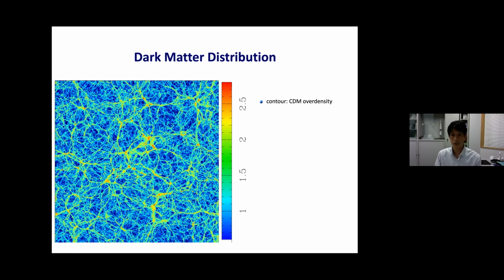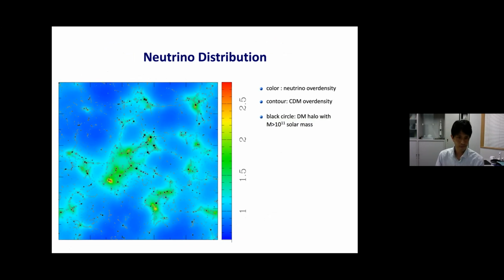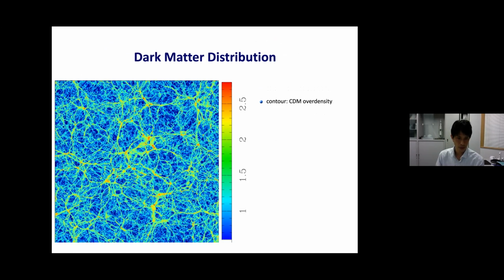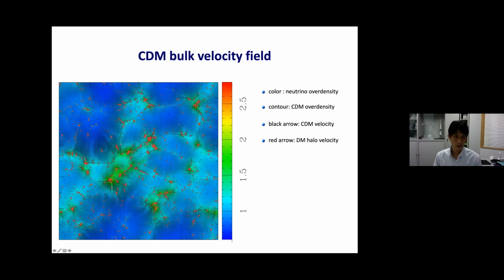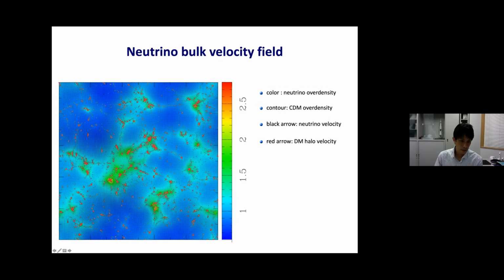We are familiar with this dark matter distribution, a 200 megaparsec volume, and the corresponding neutrino distribution looks like this. We see neutrino clustering. These black contours are the dark matter distribution. So we see that near superclusters, neutrinos are distributed with higher density. Bulk velocity field: one can also calculate the relative velocity between dark matter and neutrinos in this way. This is the neutrino bulk velocity field. They are like thermal relics, but they do have bulk motions induced by the large scale structure of cold dark matter.